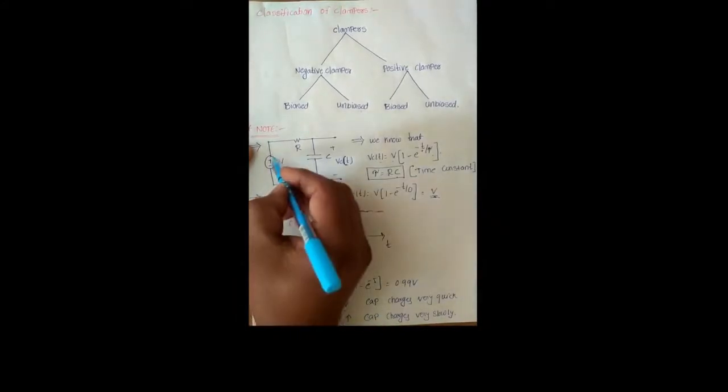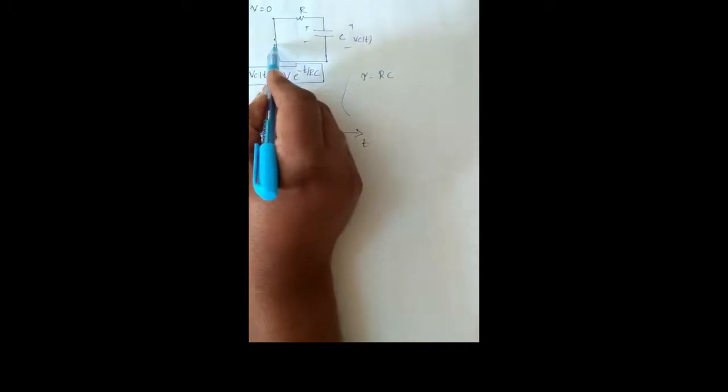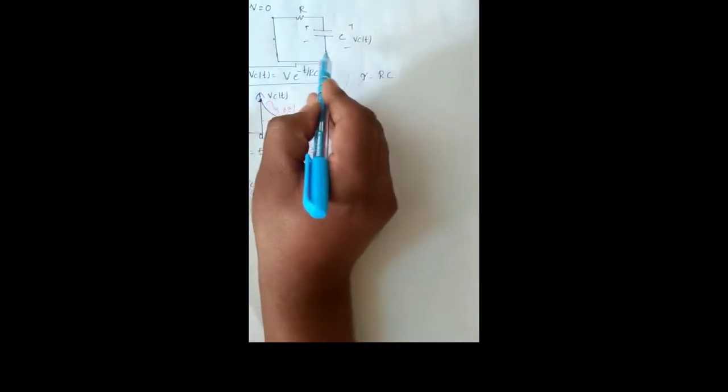Here we assume this voltage source is removed. It means that this voltage source is short circuited. At that time, this capacitor acts as a voltage source and the capacitor starts discharging. Now we redraw the circuit with the voltage source short circuited. That circuit consists of only the resistor and the capacitor.